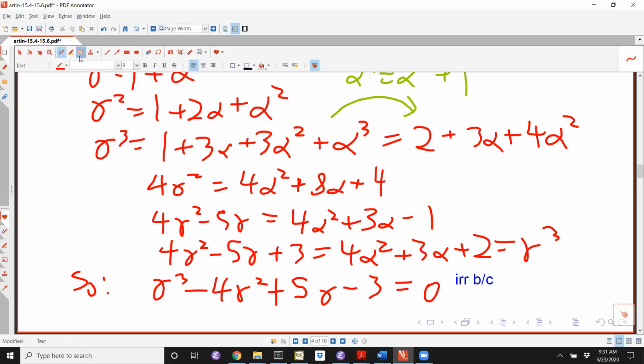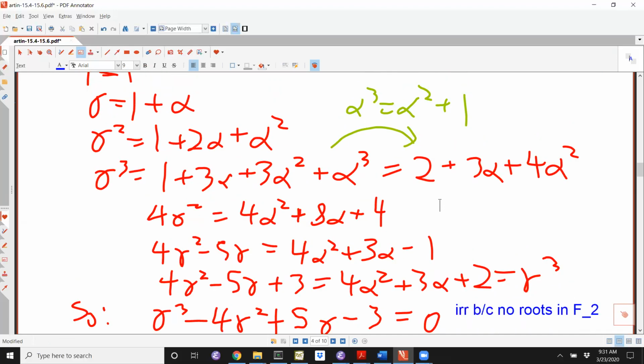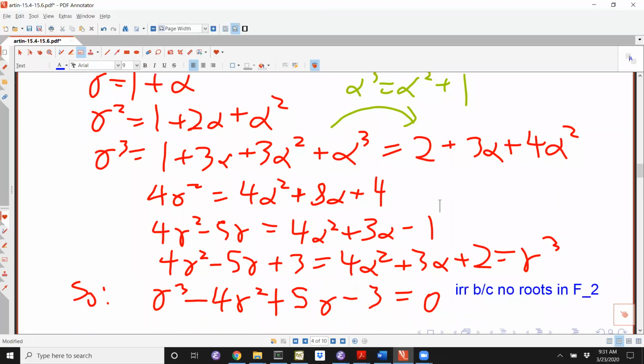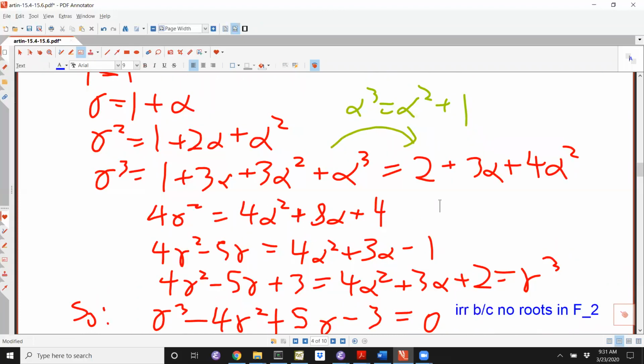Thank you, Purva. That's gamma cubed minus 4 gamma squared plus 5 gamma minus 3 is equal to 0. And this is irreducible because, for example, there are no roots in F2. It's also irreducible because it's the lowest degree polynomial that gives you a linear dependence among the powers of gamma.